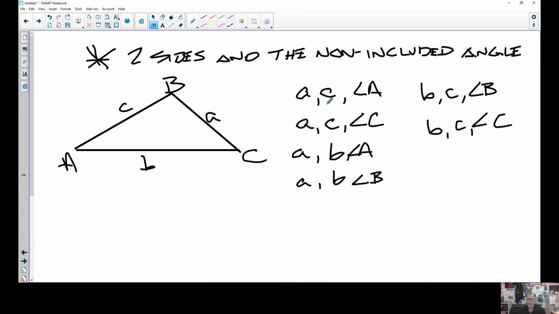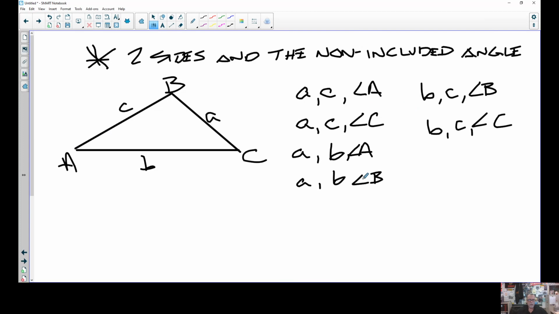Now, if you notice something about this and you think of law of sines, if I have AC and angle A, I have what I call a pair. I've got the angle and its side opposite in each one of these, don't I? Every one of these, and these are the only ways we could get two sides and a non-included angle, has the pair of the angle and its side opposite. So we have one of the ratios in the law of sines automatically.